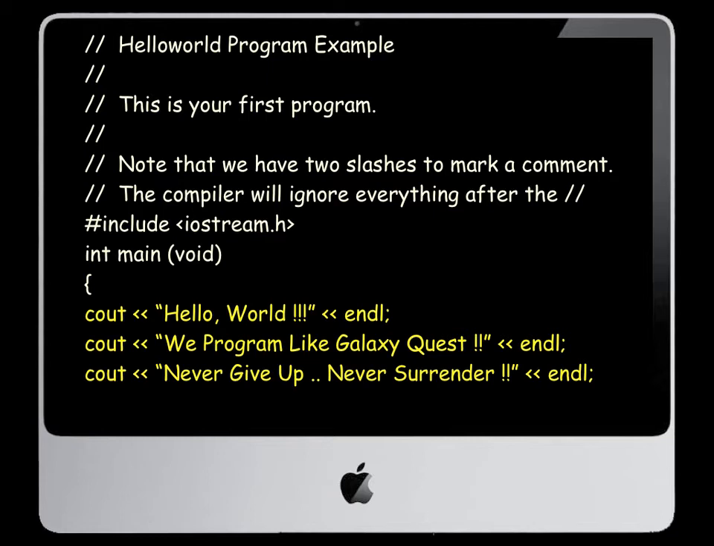The cout statement places whatever's inside the quotes on the screen for us to see. The end line makes the next line show up 1 line below the one we just saw, and the semicolon lets the computer know that that line of code is complete.